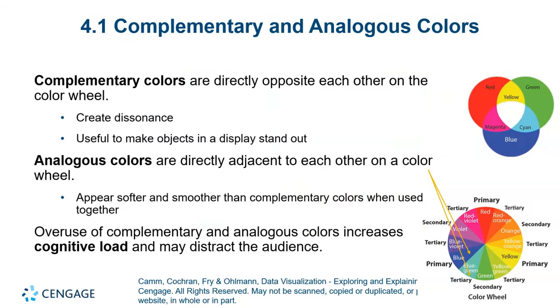Complementary and analogous colors have different effects. Complementary colors are directly opposite each other on the color wheel. Analogous colors are directly adjacent to each other. For example, green and blue are analogous, while red and green are complementary, opposite to each other.